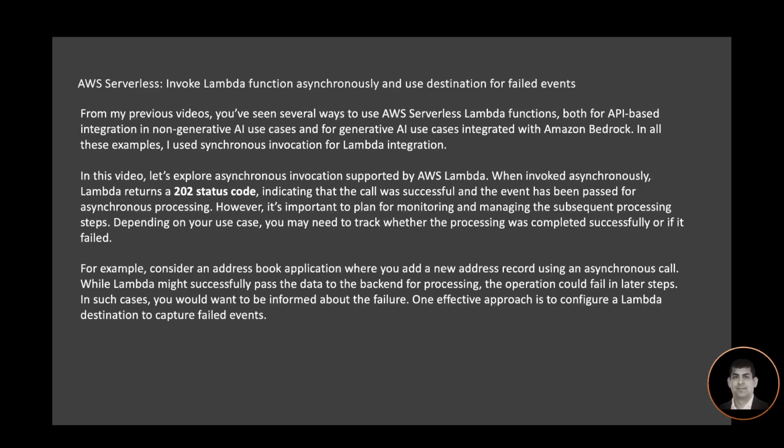For example, consider an address book application where you add a new address record using an asynchronous call. While Lambda might successfully pass the data to the backend for processing, the operation could fail in later steps. In such cases, you would want to be informed about the failure. One effective approach is to configure a Lambda destination to capture failed events.